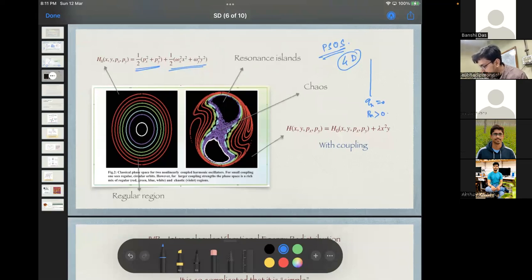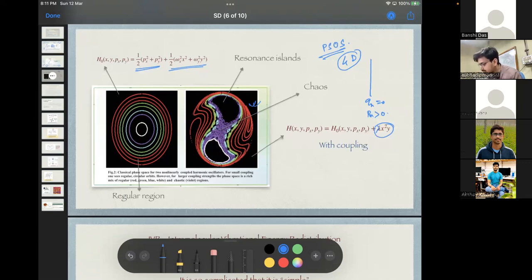That's why it is looking like an onion ring. So this is the uncoupled two harmonic oscillators. The section will look like this, elliptical. And this is the coupled case with coupling lambda. This is nonlinear coupling, you can say x squared y, nonlinear coupling. The coupling strength is lambda. This is for a particular coupling strength.